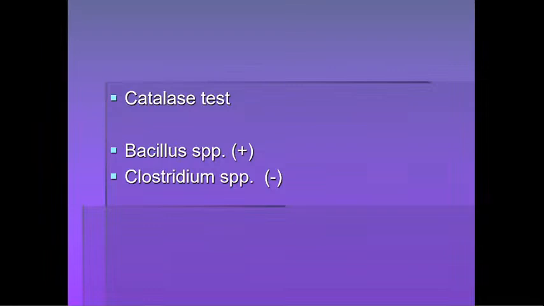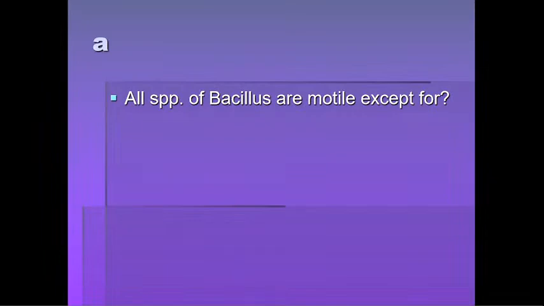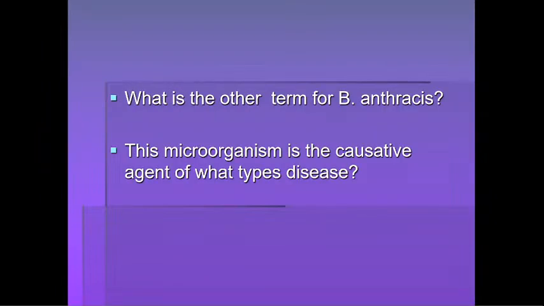Okay, so we're going to start first with the one that tested positive with catalase, and this is going to be Bacillus. So assuming that your organism is Bacillus, we're going to talk about some more. Now all species of Bacillus are motile except for Bacillus anthracis. Another name for Bacillus anthracis is the anthrax bacillus.